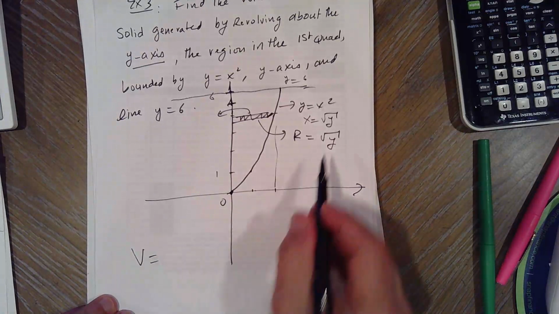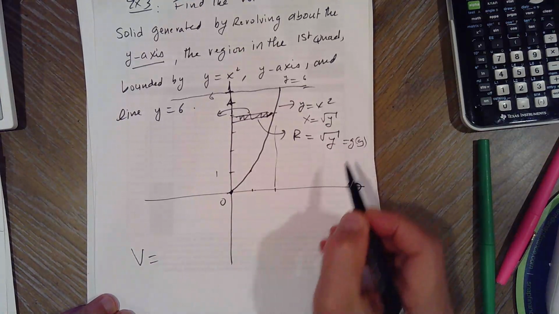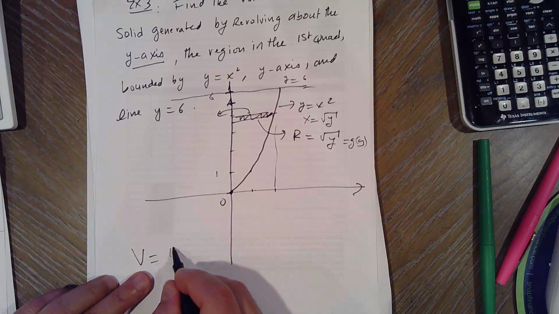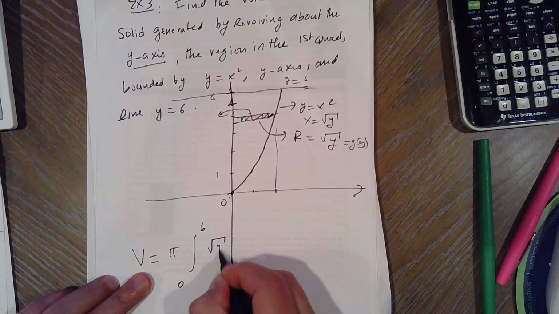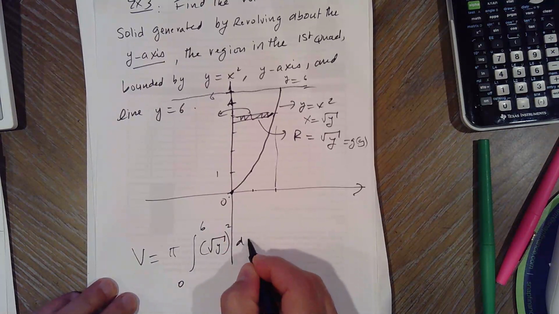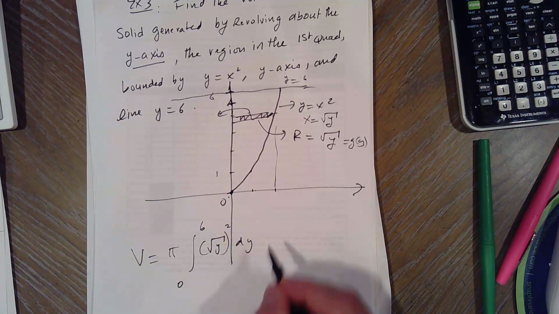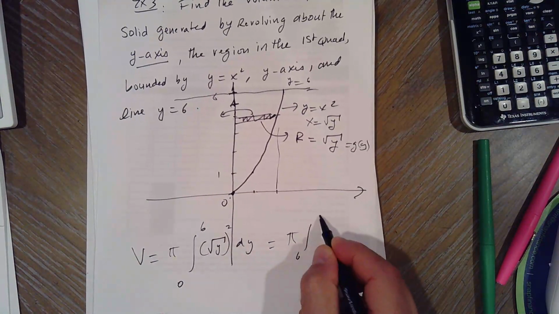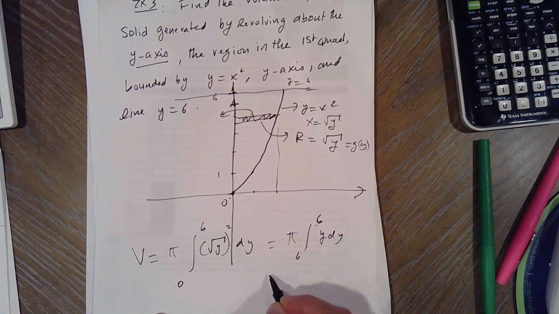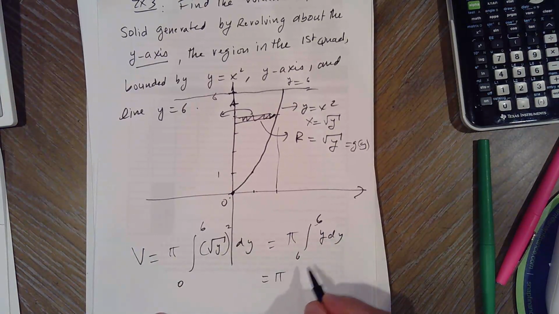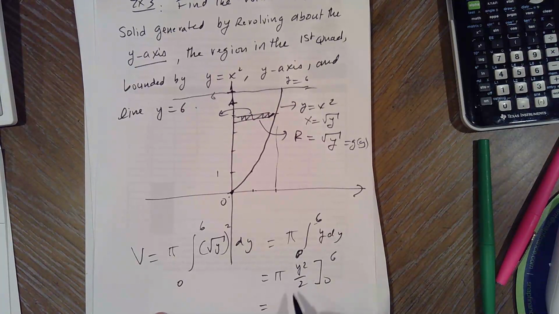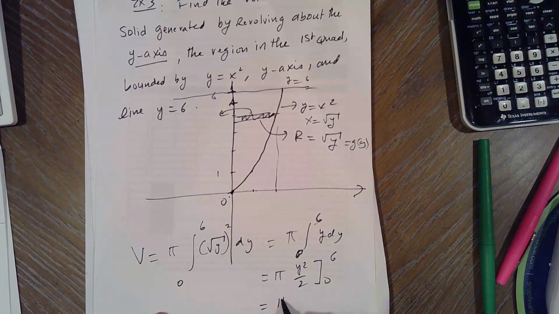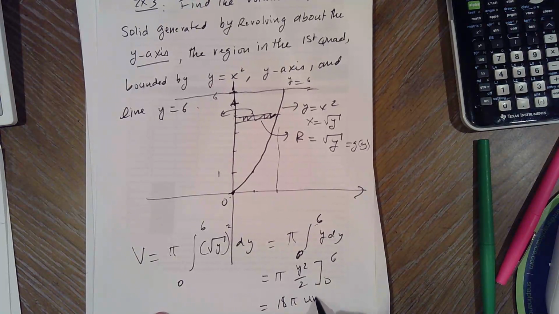So V, because we're doing g of y, remember that, so V equals pi integral from 0 to 6 of g of y squared, or r squared dy. So pi integral from 0 to 6 of y dy. The integral of y dy is y squared over 2 between 0 and 6. So you get 36 pi over 2, or 18 pi cubic units.